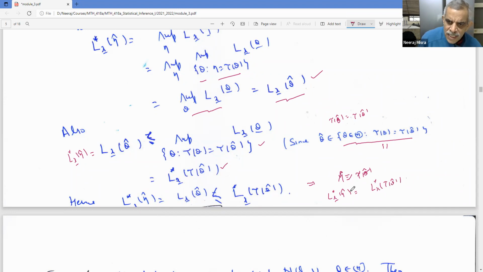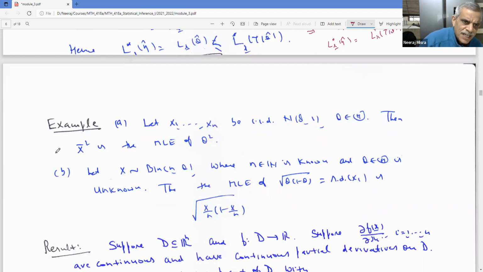So either there is a unique maximizer, in that case eta hat would be the same as tau theta hat. Otherwise, both would be maximizing the likelihood function at the point theta hat. So this is a very nice property of the MLE, which says that if theta hat is an MLE of theta, then tau theta hat would be an MLE of tau theta.